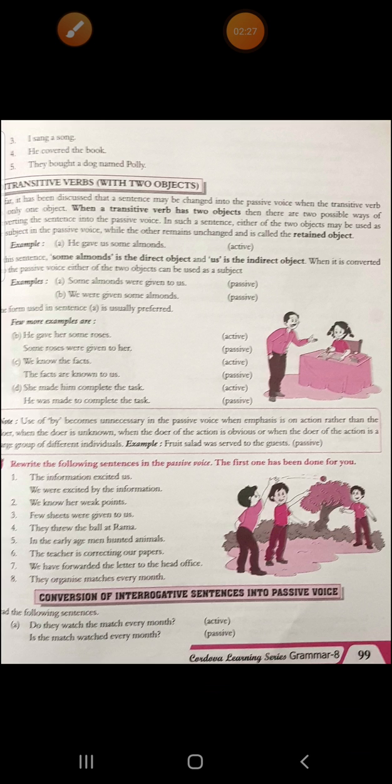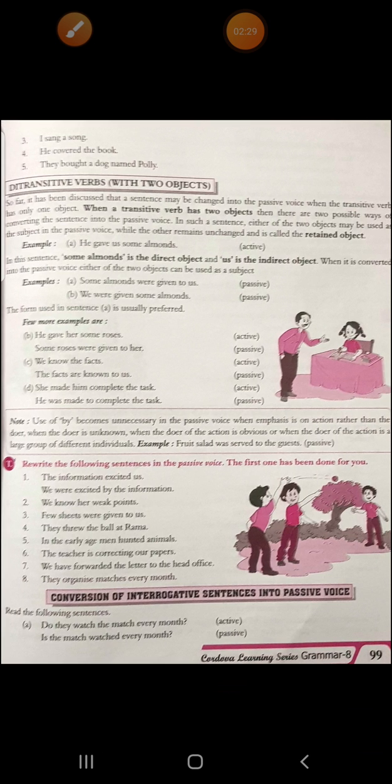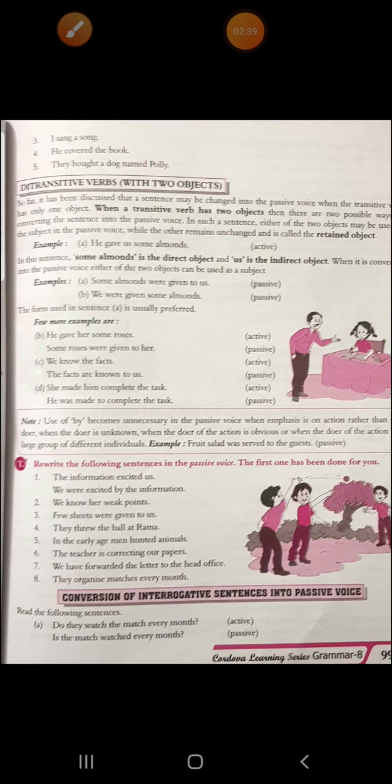Okay. Now see this exercise T. This is important. Mark it as important. All right. You have to rewrite the following sentences in the passive voice. First one is done for you. See, the information excited us. We were excited by the information. See the second. We know her weak points. What will be the answer? Her weak points are known to us.